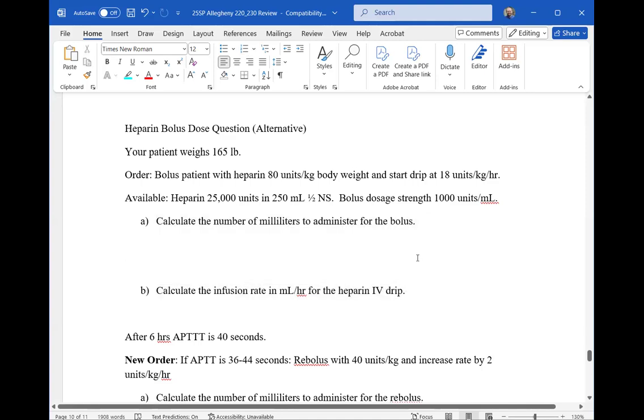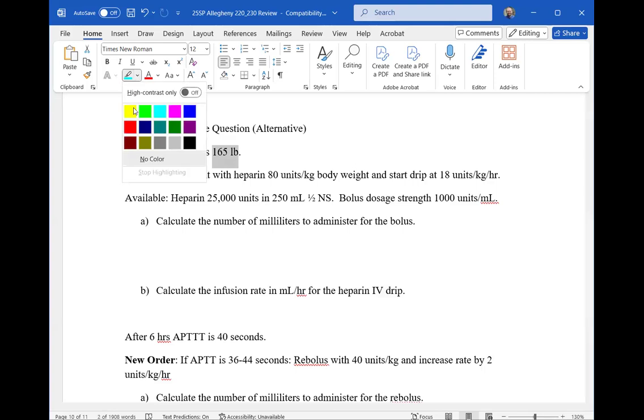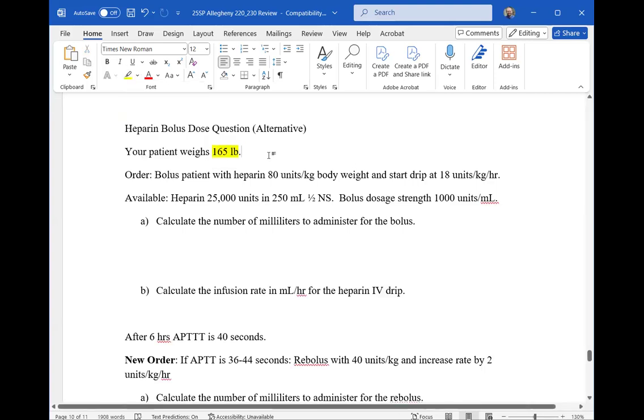Okay. So you'll see here that the only thing that really changed is the patient's weight. So we went from the previous question, which said 156 pounds, to now 165 pounds. We're still going to do the same bolus, 80. Start with the same infusion rate, 18 units per kilogram per hour.